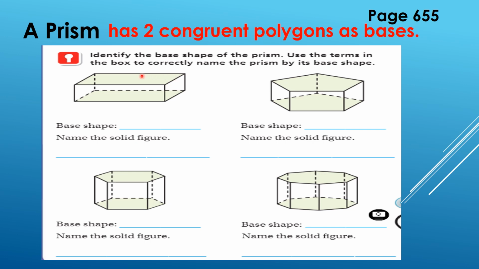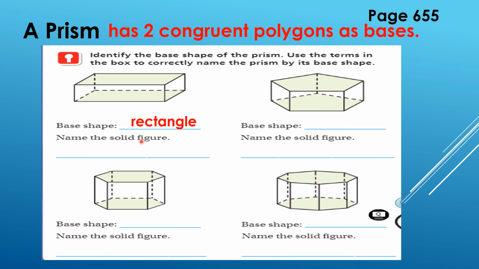Where is the base? Do you see this gray base on top and the gray base at the bottom? These are my 2 bases and they look exactly the same. They are congruent bases and the base actually is a polygon. Can you tell the shape of the base, students? Take the shaded part, the gray part or the blue part, depending on the color of your book. What kind of shape do you see in the base? We have to name the base shape. Excellent, it's a rectangle. We have 2 bases as rectangles.